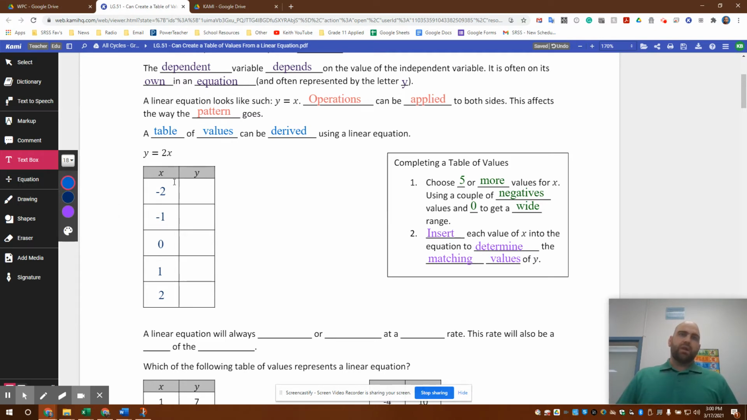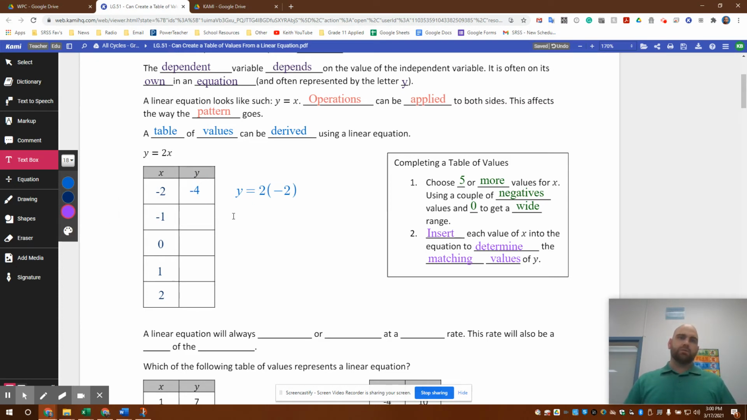For the first one, we take the -2 and plug it into our equation. Our equation is y equals 2x. When we plug that in, let's do it in equation mode here. y is equal to 2 times -2. Well, 2 times -2 is just going to give us -4. So when x is -2, y is going to be -4.